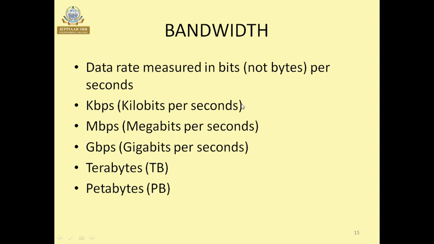Bits per second. So kilobits per second, megabits per second, gigabits per second. Here the term changes to terabits, terabytes. Till gigabits we have bits per second. From that we have changed to bytes, terabytes. Here it is 1024 gigabits in a single terabyte, and 1024 terabytes in a petabyte. So the volume is increased into petabytes.